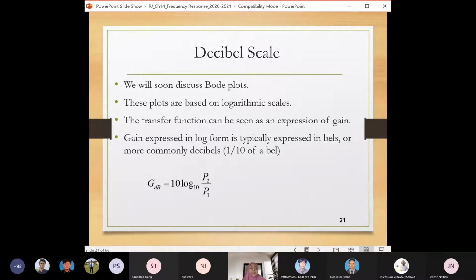the transfer function is an expression of the gain of the system. Gain is expressed in log form, typically in bels, or more commonly decibels. Deci means 1/10, a tenth of a bel. And the gain in dB, where dB is the short form of decibels, G dB equals 10 log10 of the output over input, P2 over P1. P2 is the amplitude.